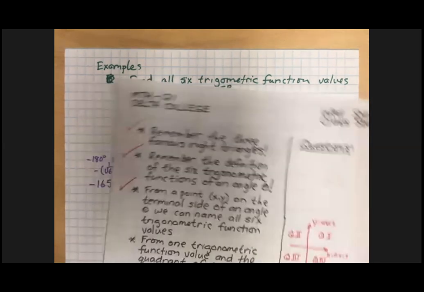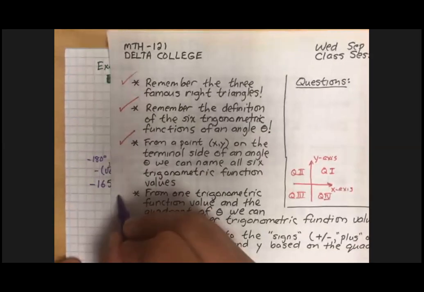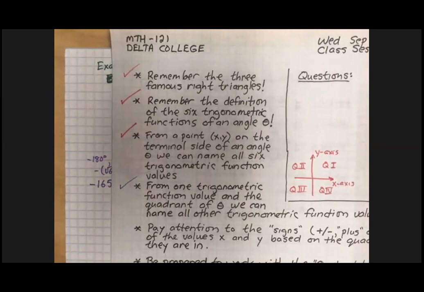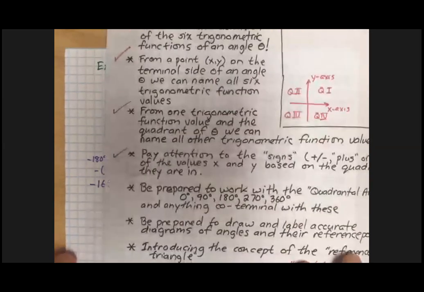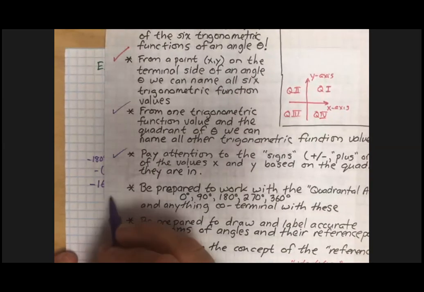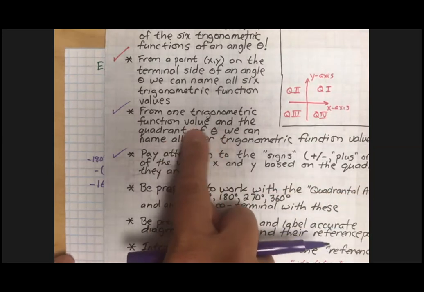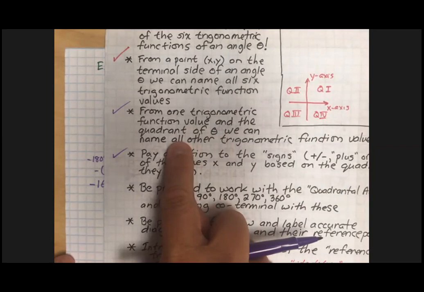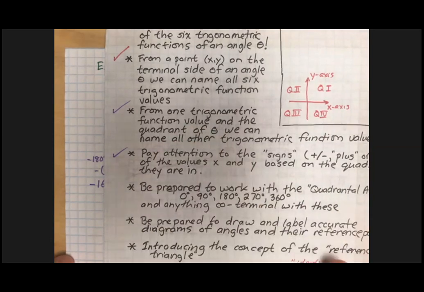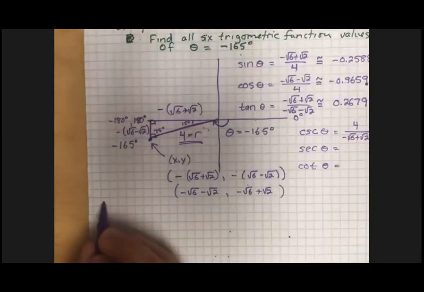How about this example right here? Because we've already talked about paying attention to the signs. Maybe I'll do a quadrantal angle. But what if I gave you one trig function value and the quadrant of theta? Let's do that as an example.